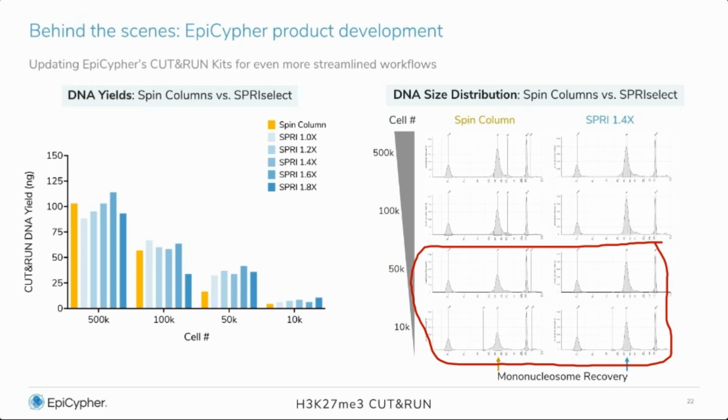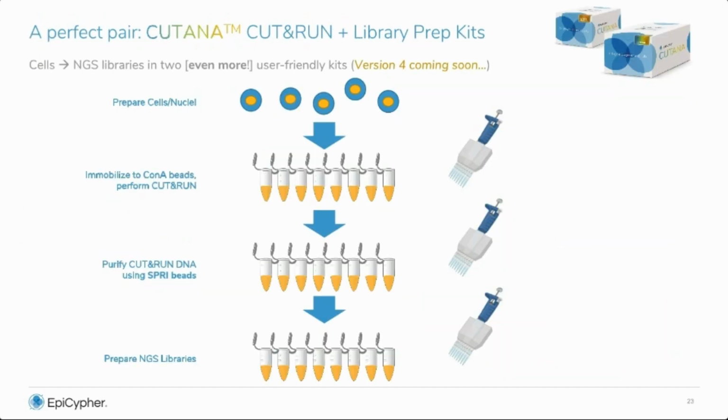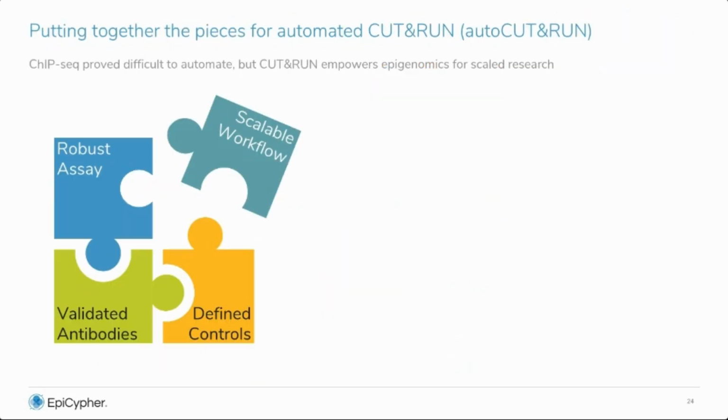And so we did a series of follow-up assays, alpha testing, all sorts of things to make sure that this protocol change was really, really robust for our kit users. And I'm proud to say that our new, updated version of these kits is going to be coming out literally within the next 2 weeks. So this is perfect timing to talk about this. And so now our kits are incredibly streamlined, going from cells all the way through to NGS libraries using multi-channel pipetting.